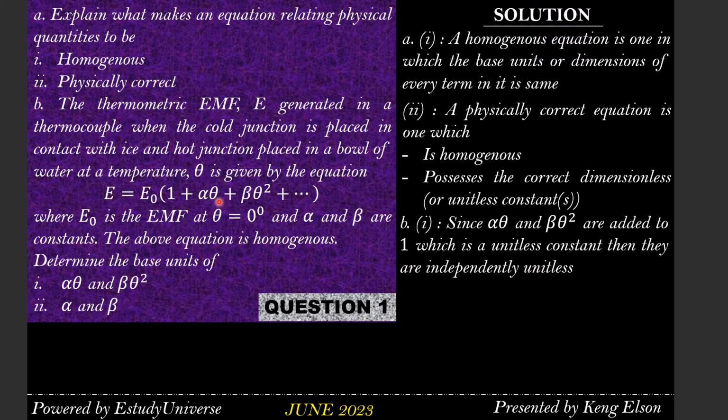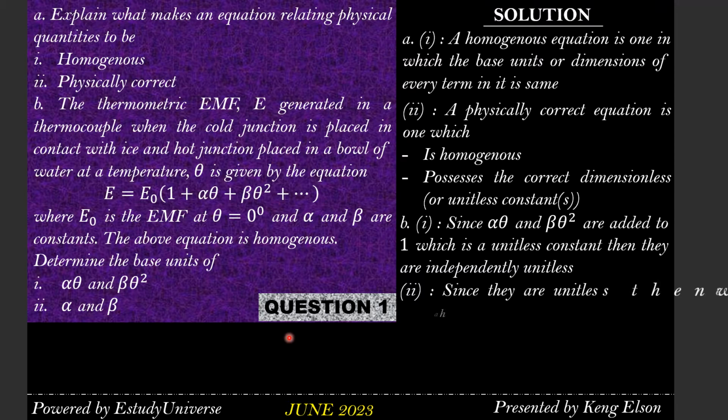All right, and since this one here is unitless, it therefore means that alpha theta, beta theta squared, and all the quantities are independently supposed to be unitless. So that's why I said that since we are adding alpha theta and beta theta squared to a unitless constant, which is 1, it therefore means that alpha theta and beta theta squared are independently supposed to be also unitless. So they have no base units, so they are unitless.